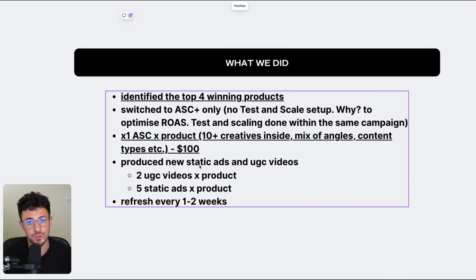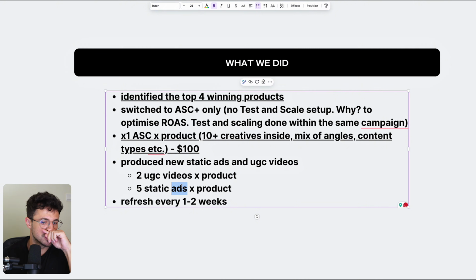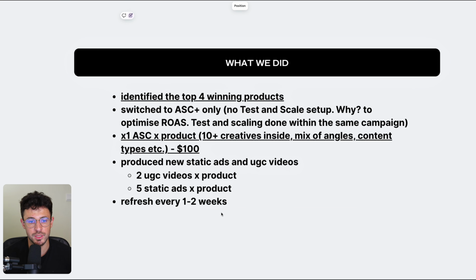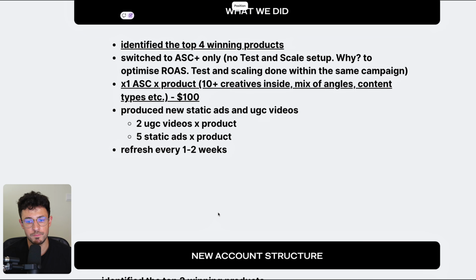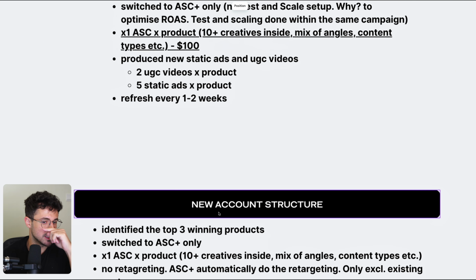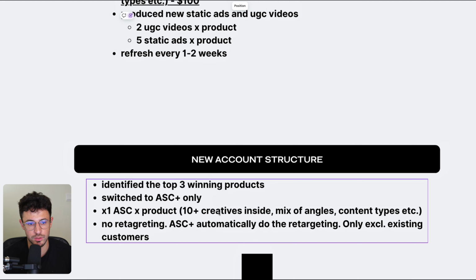And we produced new statics and UGC videos, around 2 UGC videos and 5 statics for each product. Plus we used some of the existing statics and videos that they already had inside the ad account. And we started refreshing the creatives every 1 or 2 weeks. And so this is basically what the new ad account looked like in terms of structure.